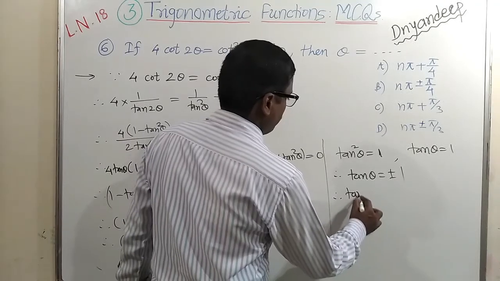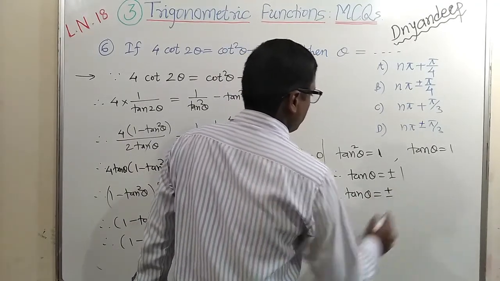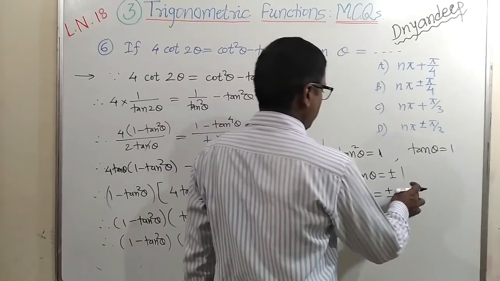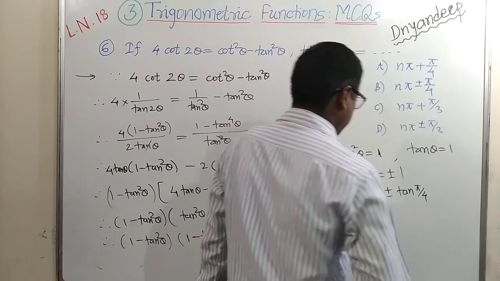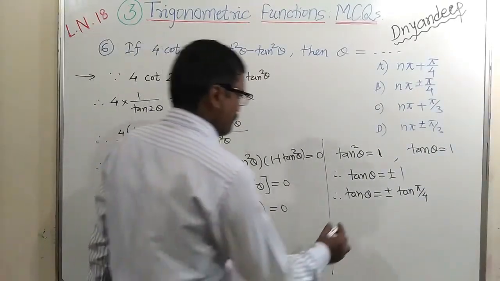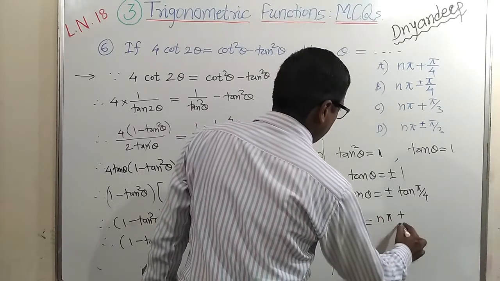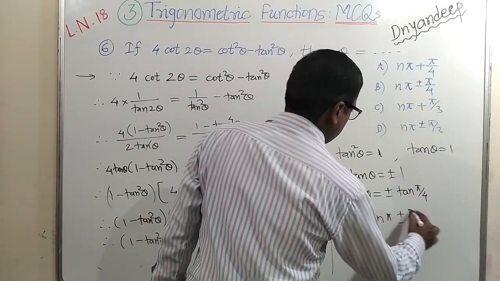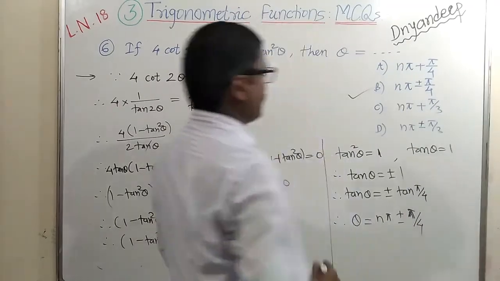Therefore we find the general solution. When we get 1, that is tan pi by 4. So theta is equal to n pi plus minus pi by 4. Therefore obviously theta is equal to n pi plus minus pi by 4. So option B is correct.